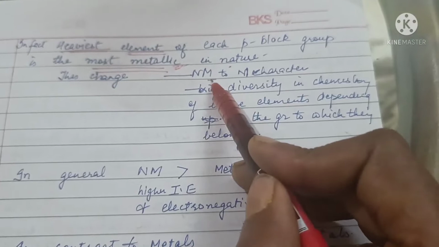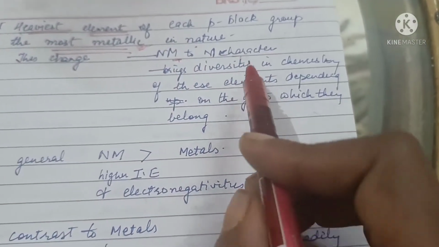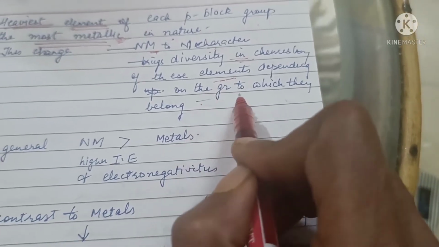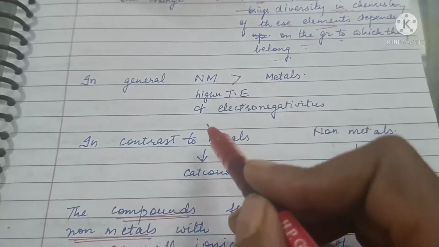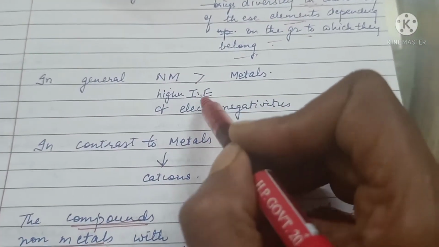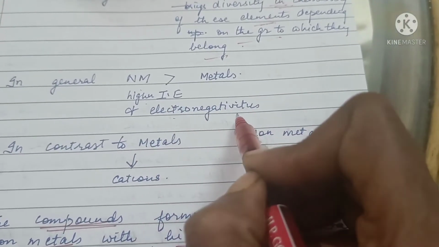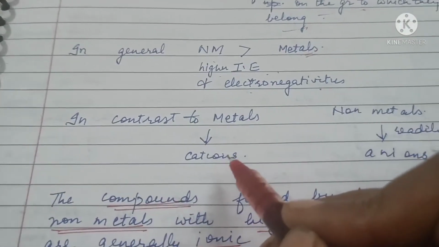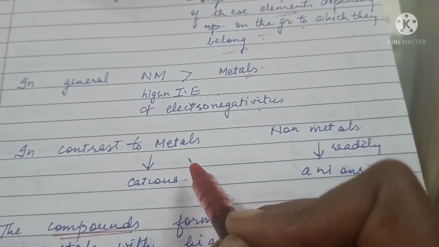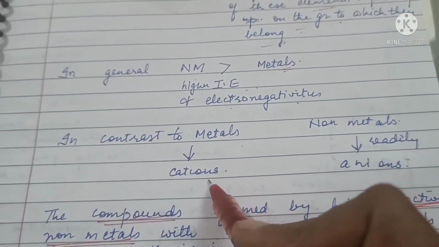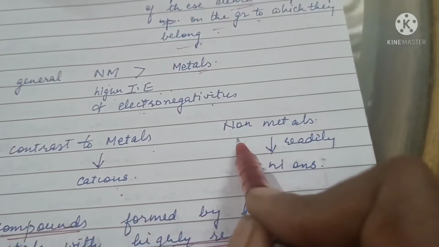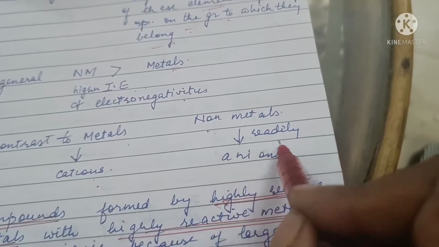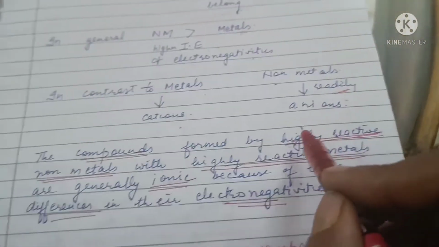This change from non-metallic to metallic character brings diversity in the chemistry of these elements depending on the group to which they belong. In general, non-metals have higher electronegativity and ionization enthalpy than metals. And in contrast to metals which form cations, the non-metals of the p-block readily form anions.